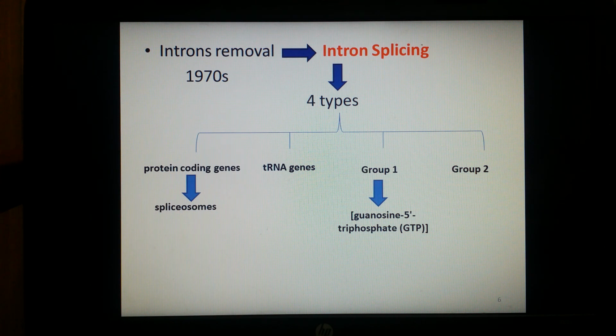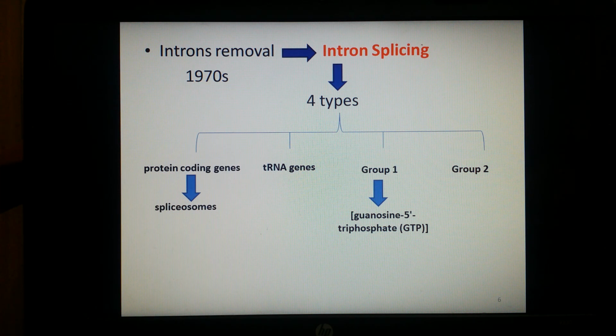There are 4 types of introns. You can see in the slide. The first type is the introns present in protein coding genes, and these introns are removed by spliceosomes. Spliceosomes are complexes composed of small nuclear RNA, and they remove introns in protein coding genes. We will discuss the structure of the spliceosome in the coming slides. The next type is the introns present in transfer RNA genes, and these introns are removed by proteins. The third is self-splicing introns, which are the group 1 introns.